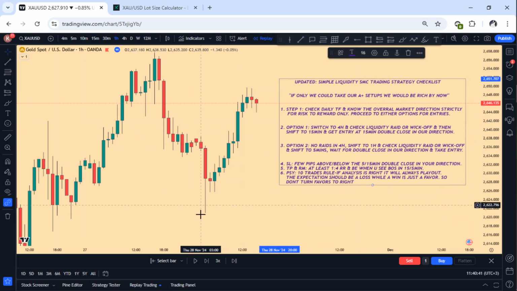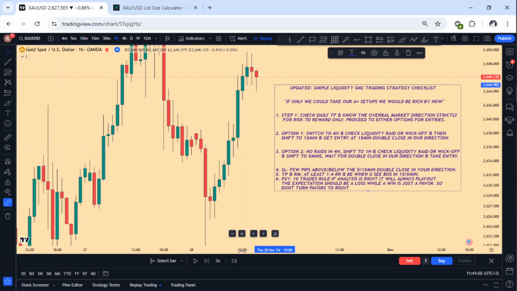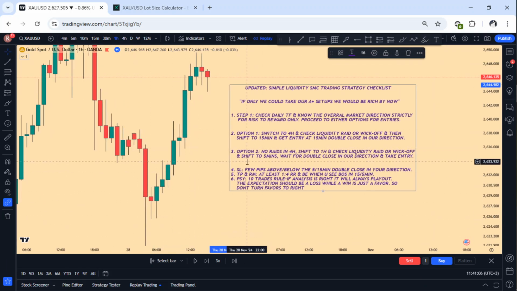So we've already seen that the daily is buying, so sales will be short term. At the same time, we've checked and found out that there's no liquidity. Option 1: switch to 4 hours and check for a liquidity raid or weak offs, and then shift to 15 minutes and get entries at 15 minutes with a double closure in our direction. If we check here, we don't have a raid in 4 hours. So we check option 2: no raids in 4 hours, shift to 1 hour and check for a liquidity raid or weak offs, and shift to 5 minutes and wait for a double closure in your direction.